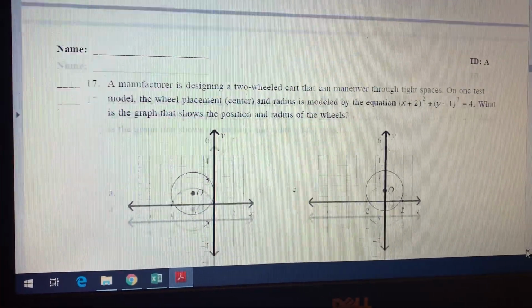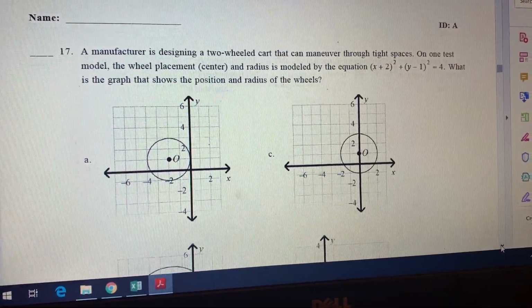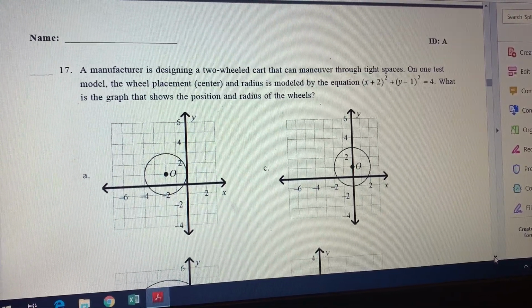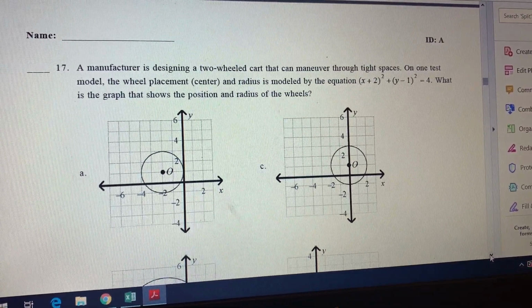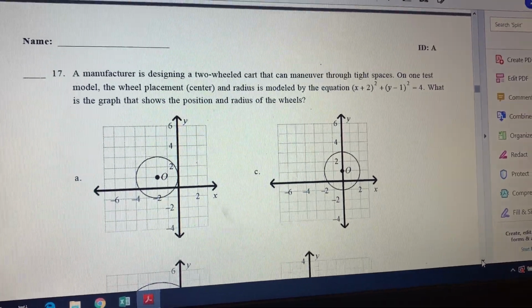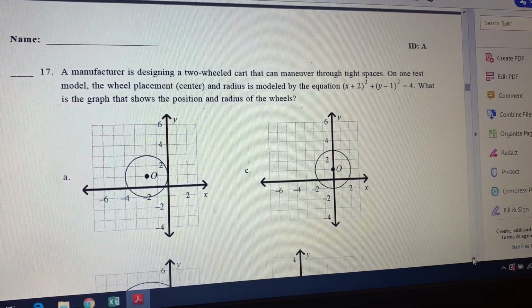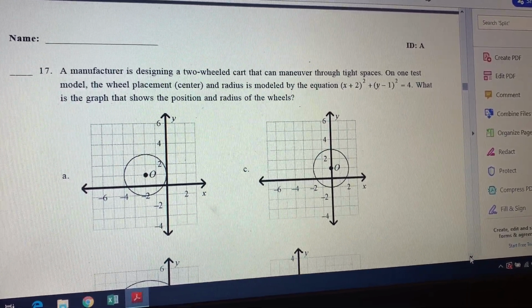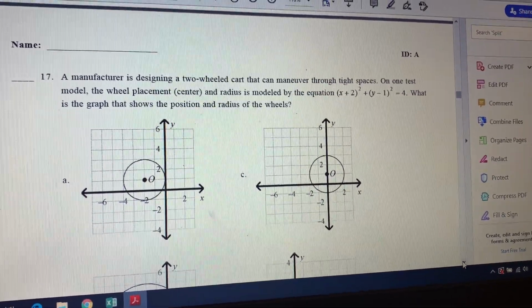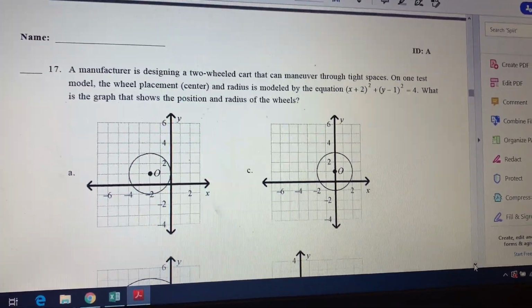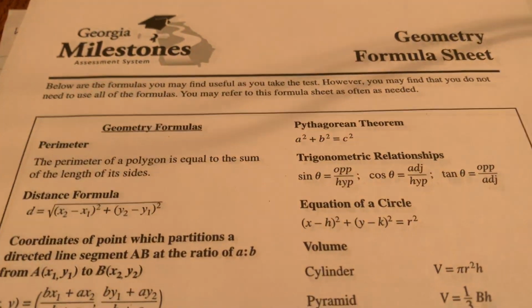All right, 17. A manufacturer is designing a 2-wheeled cart that can maneuver through tight spaces. On one test, the wheel placement and radius is modeled by the equation x plus 2 squared plus y minus 1 squared equals 4. So this is the equation of a circle. This was the next thing we were going to get to, although I was probably going to skip and just touch on it. So that is on your formula sheet.